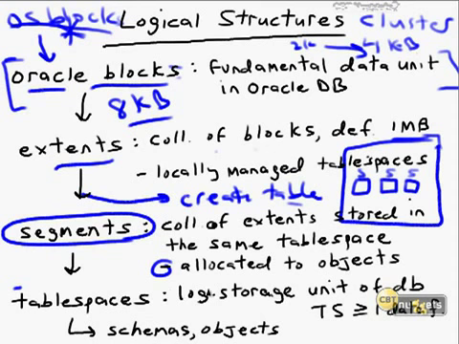Finally, as you know, table spaces represent the logical storage unit of the database. A table space can have more than one data file, but only one table space can be associated with any one data file, if that makes sense.